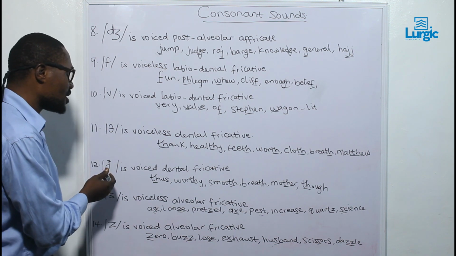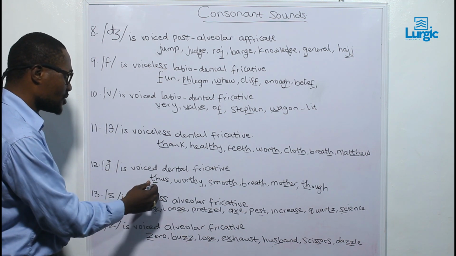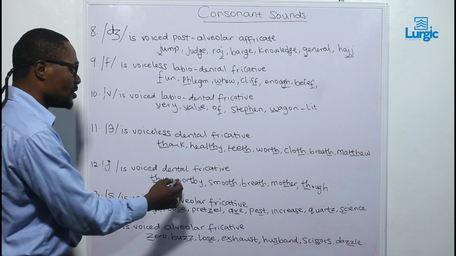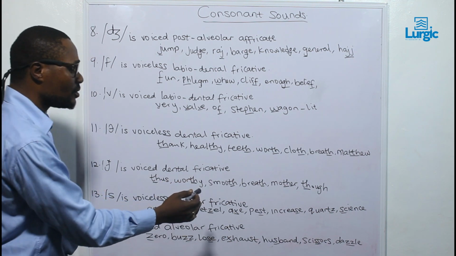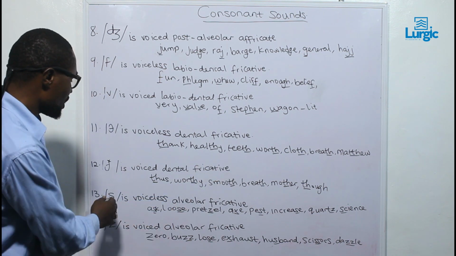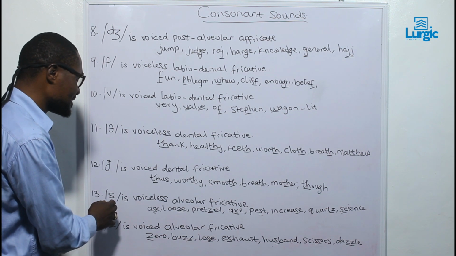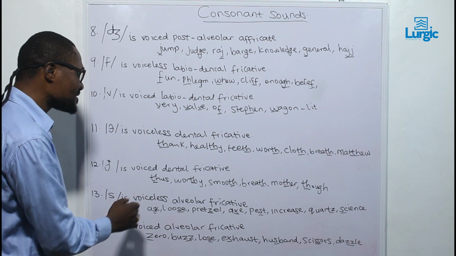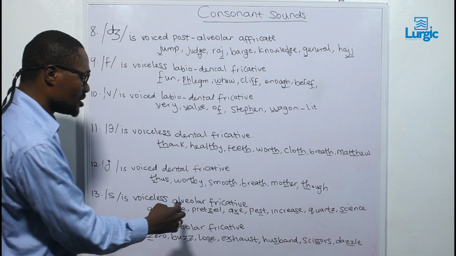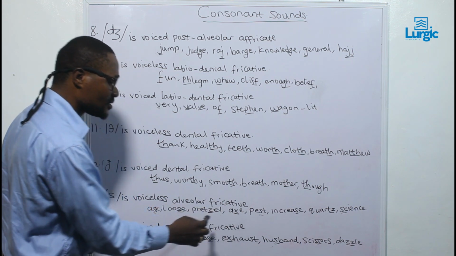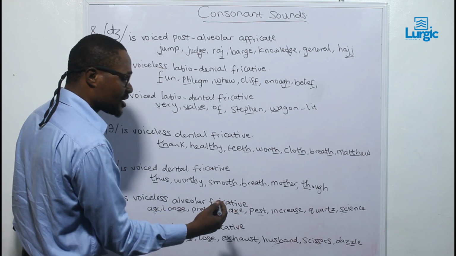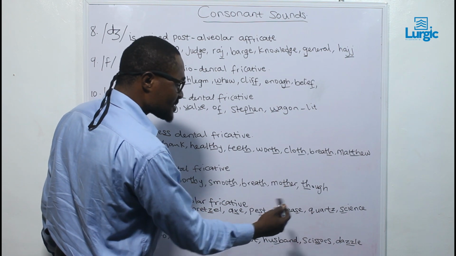Now the next one we have is the voiced dental fricative. So those, worthy, smooth, breath, mother, though. Here we have the voiceless alveolar fricative. So we have ask, loose, bristle, ass, like in axe. So we have pest, increase, quas, science.